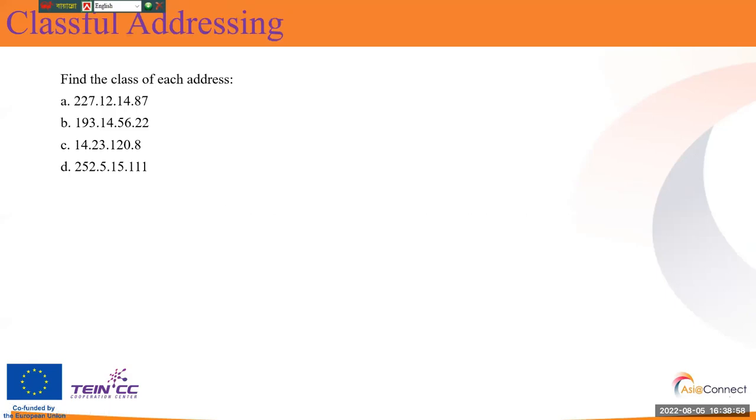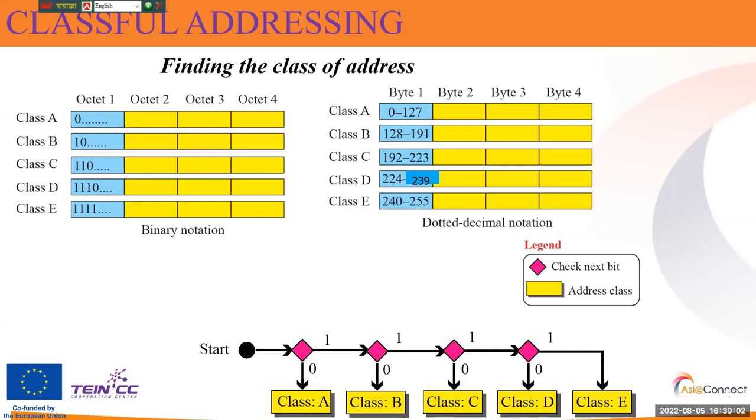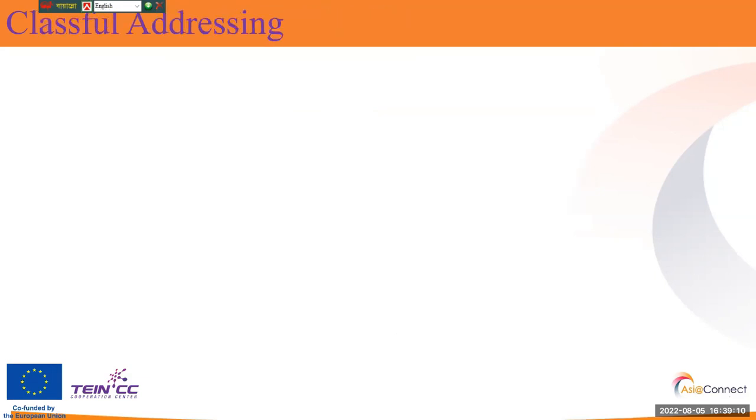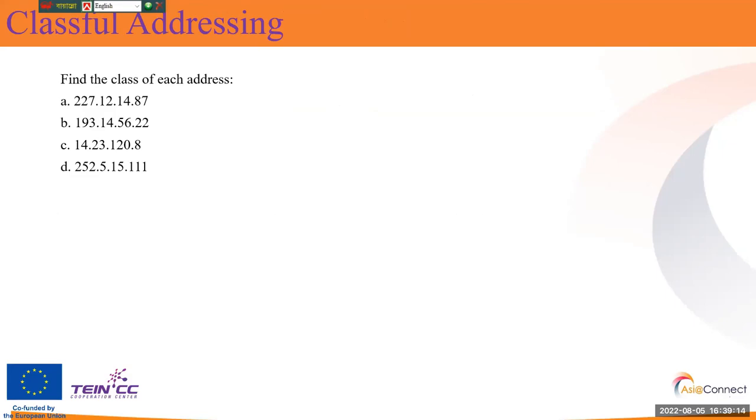So this is the range: 0 to 127, 128 to 191, 192 to 223, 224 to 239 for D, and 240 to 255. So can you now check which class? Can you write in the chat box? 227, is it D? Yes, it is D.